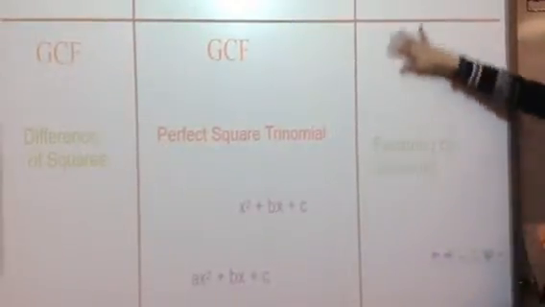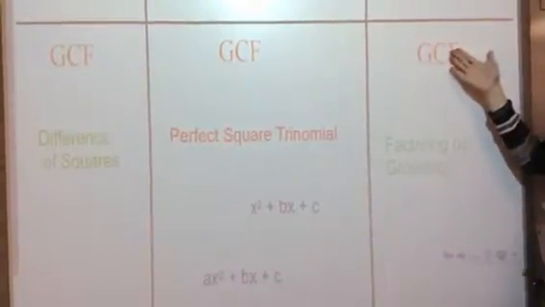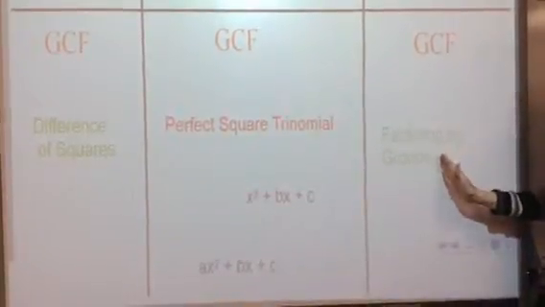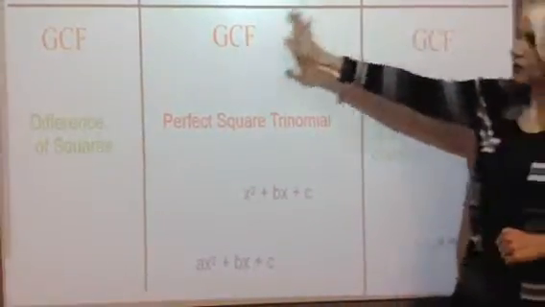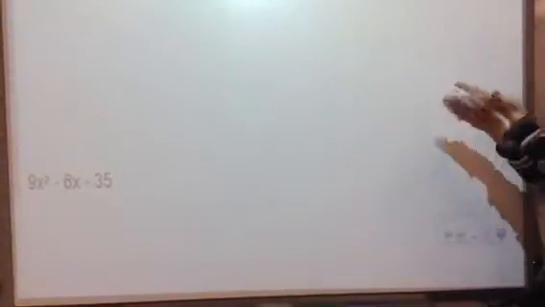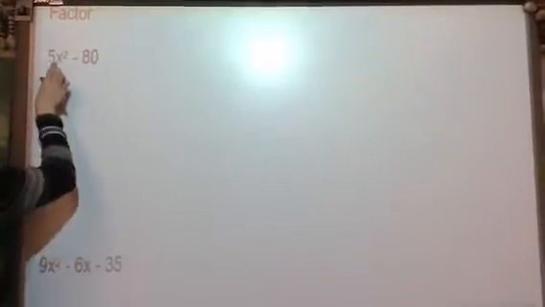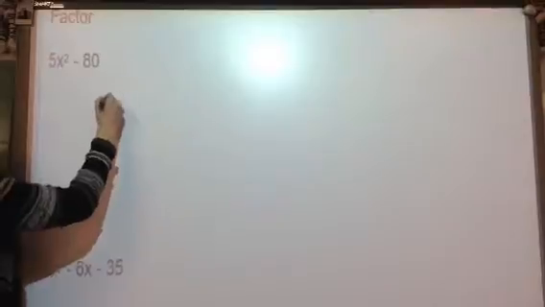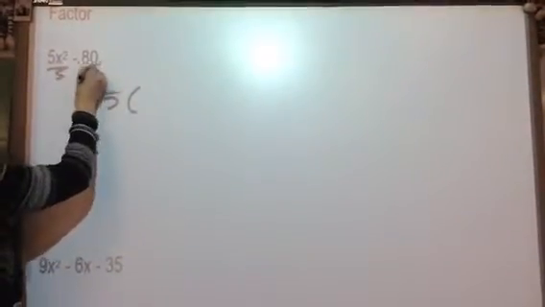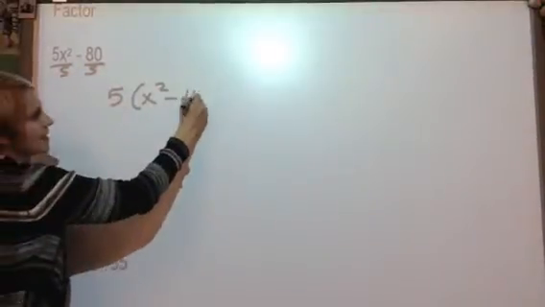If there are 4 terms, you would start with a GCF. If there is not a greatest common factor of all 4 terms, then you can factor by grouping. So these are all the different ways we can factor. What you'll be doing now is you'll be given something to factor, and you just have to factor it. So we're going to start with GCF. The greatest common factor here is 5. So I'm going to factor a 5 out. So this becomes x squared minus, 80 divided by 5 is 16.